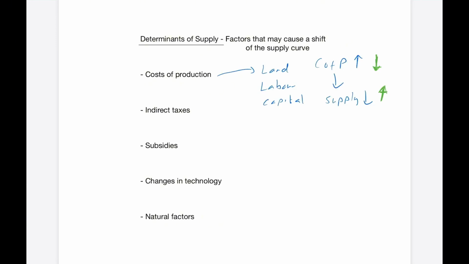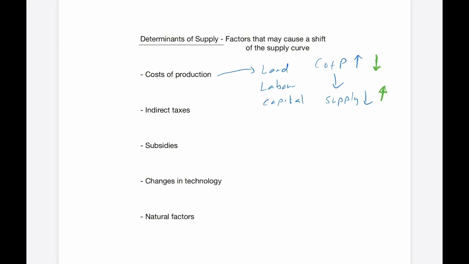So the cost of production, let's just take an example there. Let's just say oil, let's just say the cost of oil has decreased. Well, any firm that buys oil in order to produce their product, if the price of oil decreases, this in turn will decrease the cost of production. And as a result, firms are going to be more willing and more able to supply products.